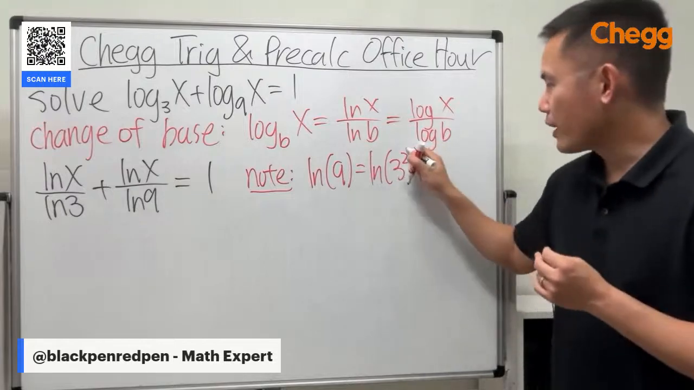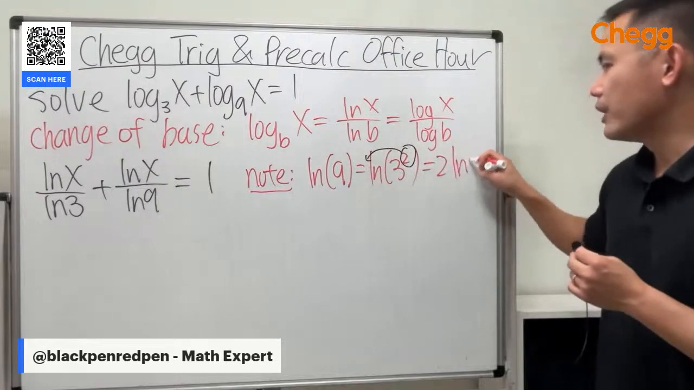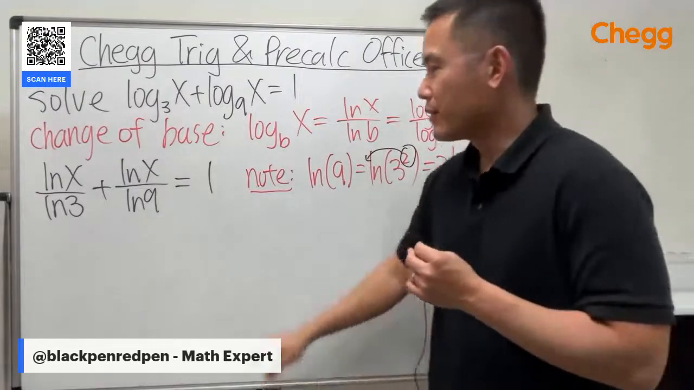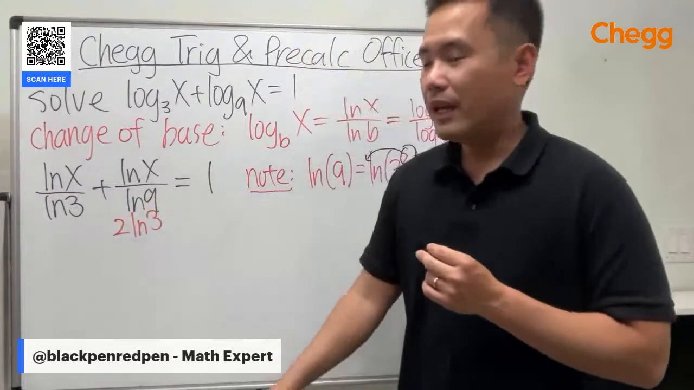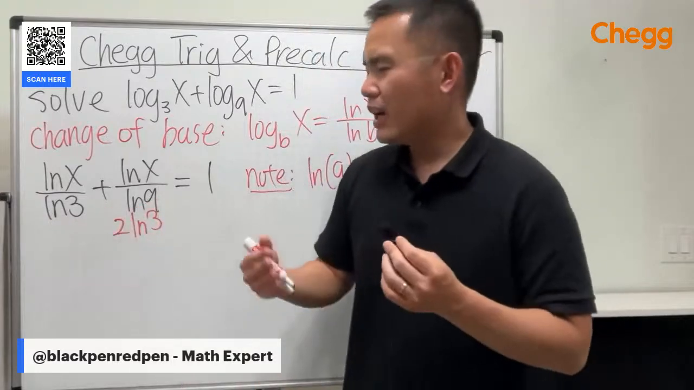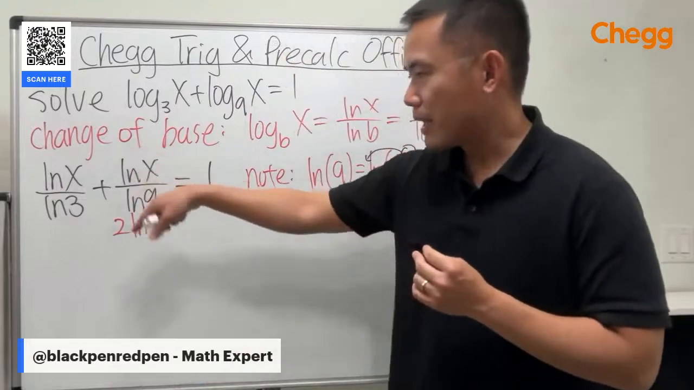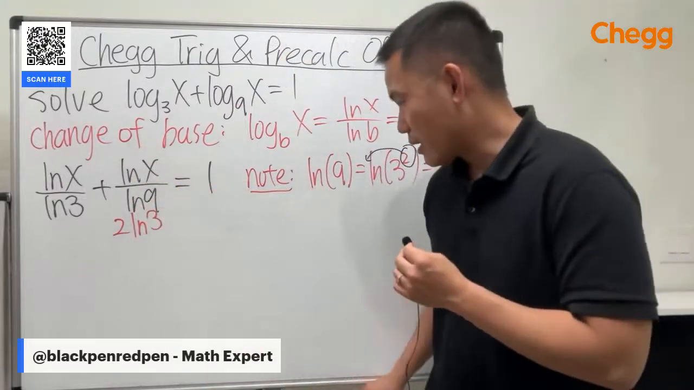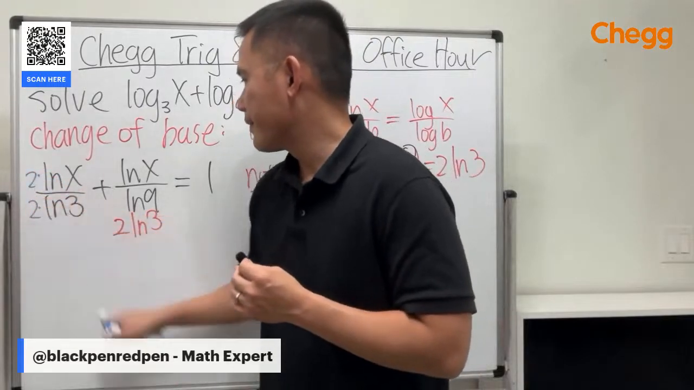And then for the square, we can bring that to the front. So we can look at this as 2 ln 3. In fact, this is really the same as 2 ln 3. And of course, here we have ln 3 already. If you want to combine them, you have a few ways to go about doing this. Perhaps let's just multiply the top and bottom by 2 so we can combine the fractions. So let's go ahead and do that here.